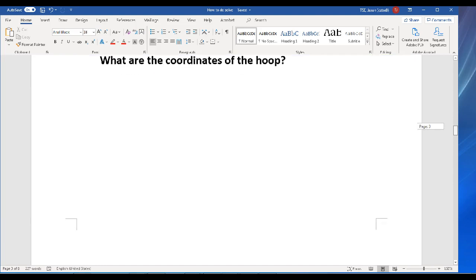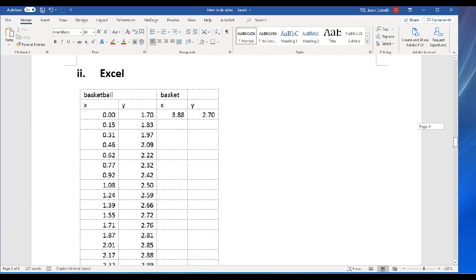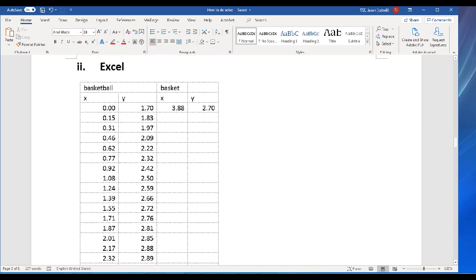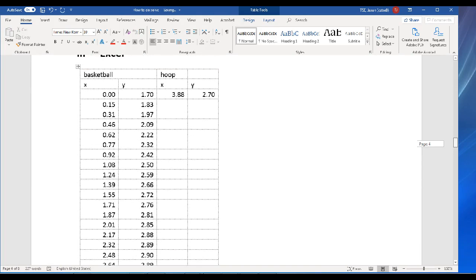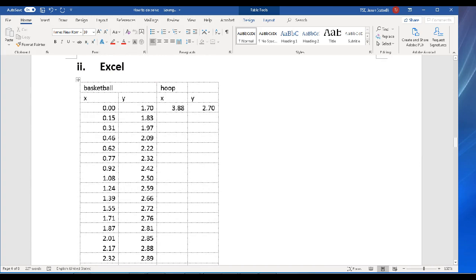And okay, next we transfer data to Excel. All right, so you need to copy and paste the data from the Excel into your reports. Okay, for the data, that should be two parts. One part is the basketball, the other part is the basket, or you might use the hoop. All right, so possibly I should be more consistent using the hoop. Okay, so there are many coordinates, and these coordinates are very important, not just for your work on Excel, but for your algebraic work as well.